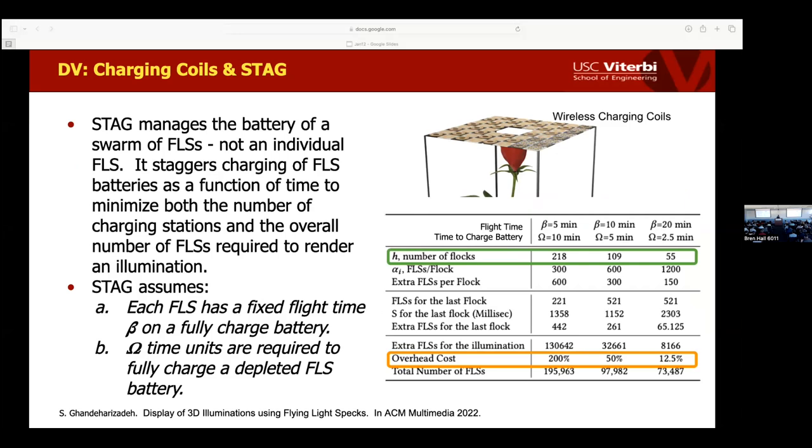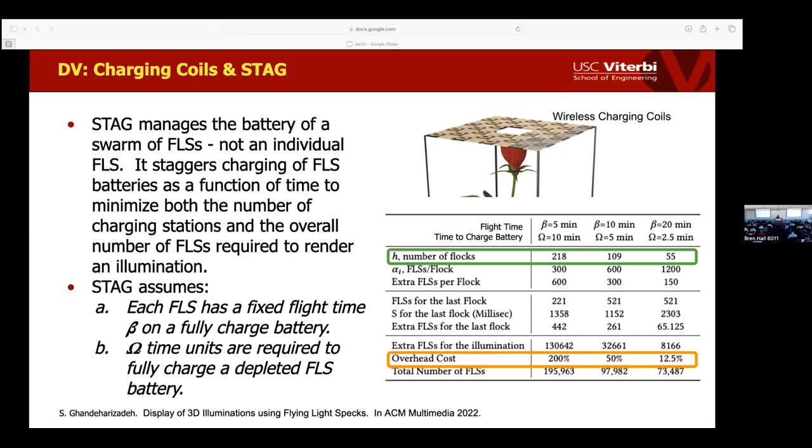This algorithm assumes each FLS has a fixed flight time that's shown at the top row, on a fully charged battery, and that there is a time to charge the batteries. The first column that you're looking at are these nano wiper drones that you can buy at Target for $22. So they're very inexpensive. And as you can see, the flight time on a fully charged battery is 5 minutes, and it requires approximately 10 minutes to charge itself.